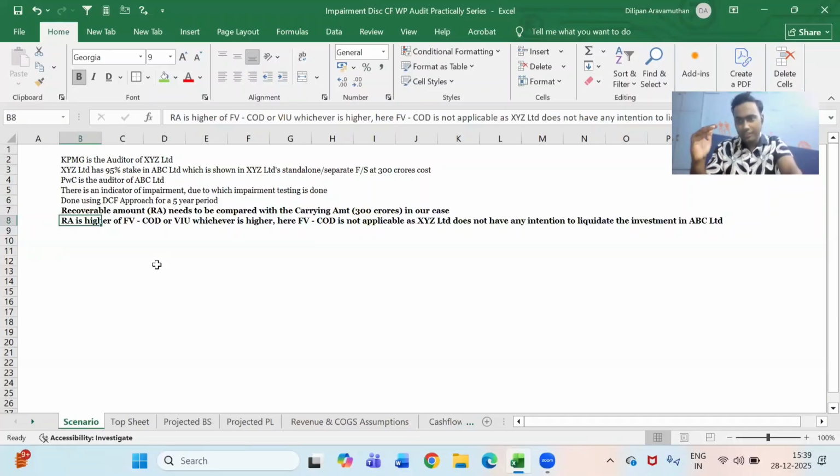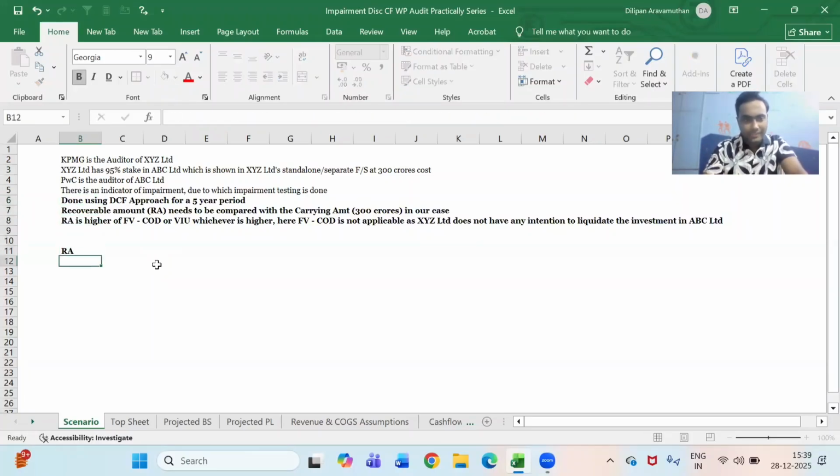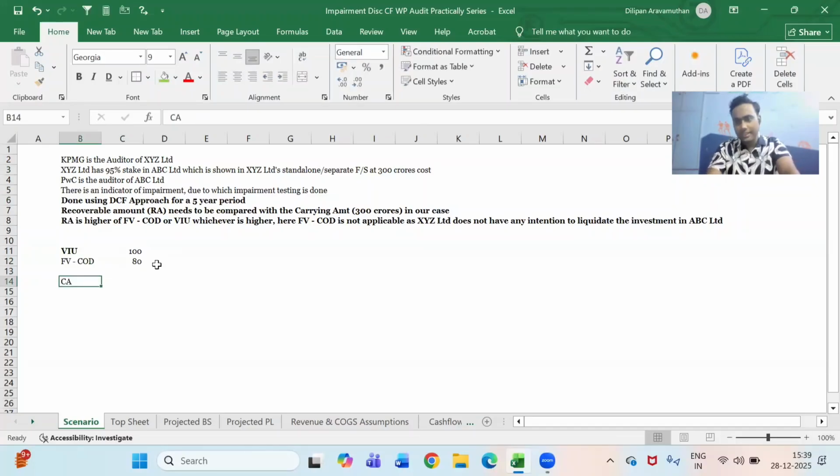Value in use refers to the value derived from the continuous use of the asset throughout the life of the asset, by using the discounted cash flow approach. Because Ind AS 36 clearly states that for the purpose of computing value in use, you need to use the discounted cash flow approach. So let's take a basic numerical example, right? Let's say my value in use is 100 and my fair value less cost of disposal comes out to, let's say, 80, and let's say my carrying amount. So basically, what is carrying amount, guys? Carrying amount is the amount shown in the books of accounts or in the financial statements. So in our case, carrying amount is 300 crores, which we just discussed. Okay.